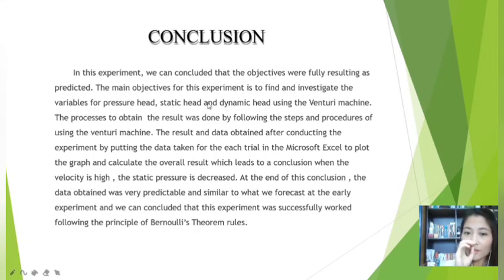So this result was obtained by following the steps and procedures of using the Venturi machine. After we had the result and data, we put the data taken for each trial in Microsoft Excel, where we plotted the graph and also calculated the overall result, which led this experiment to a conclusion: when the velocity is high, the static pressure decreases. By the end of these conclusions, the data obtained was very predictable and also similar to what we forecast at the early stage of the experiment.